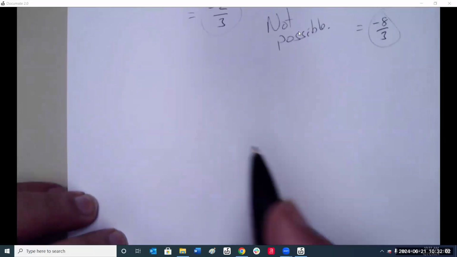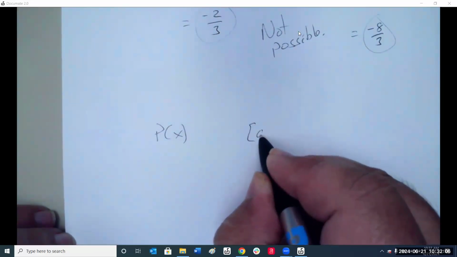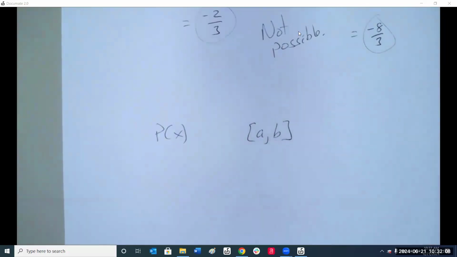So our polynomial has to exist on some domain. Normally it goes from negative infinity to positive infinity, but I'm looking at this specific interval here. All right, that does it for that one.